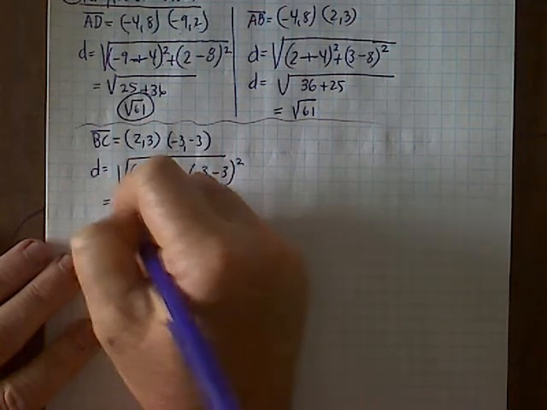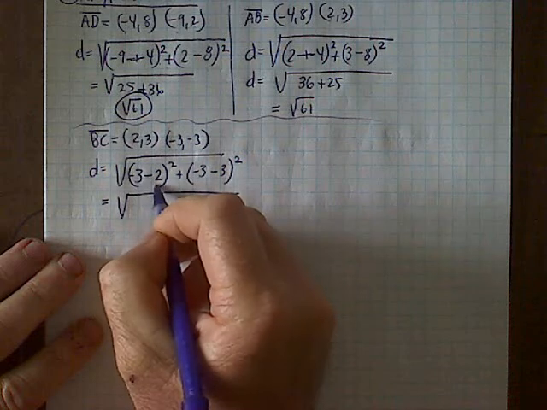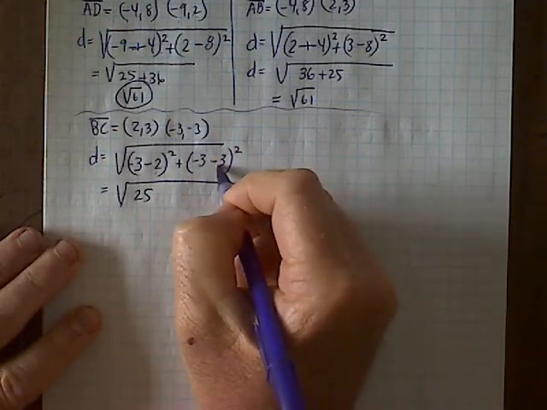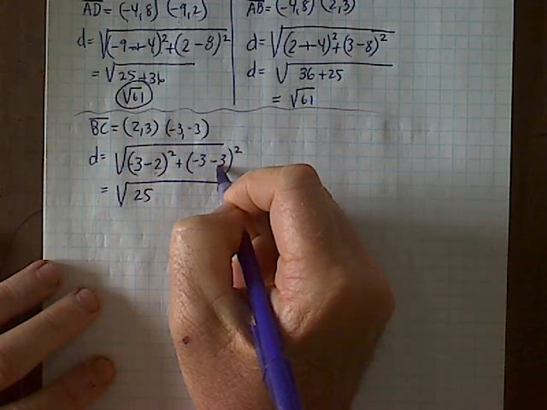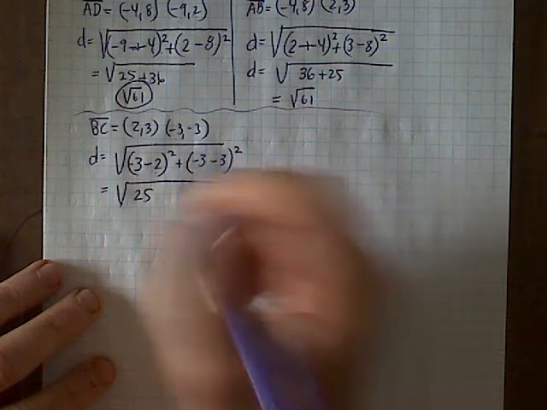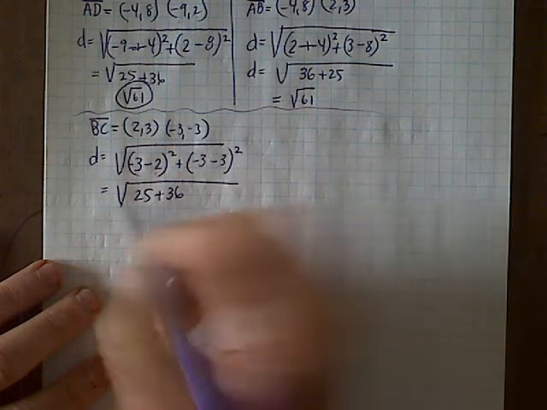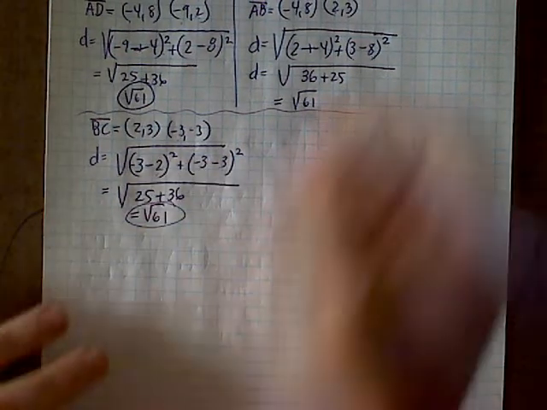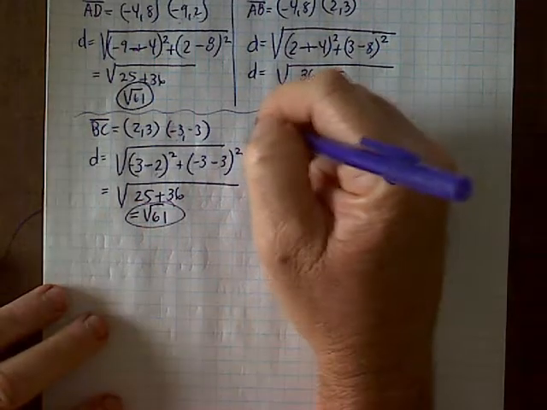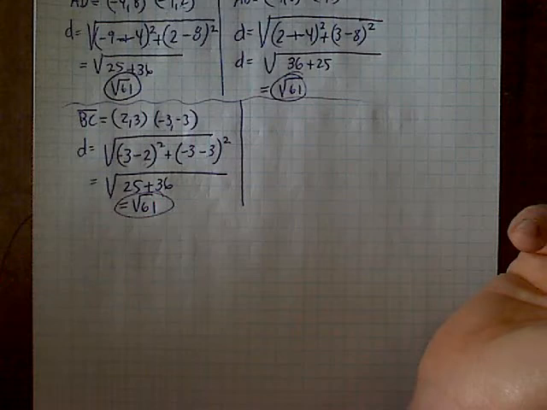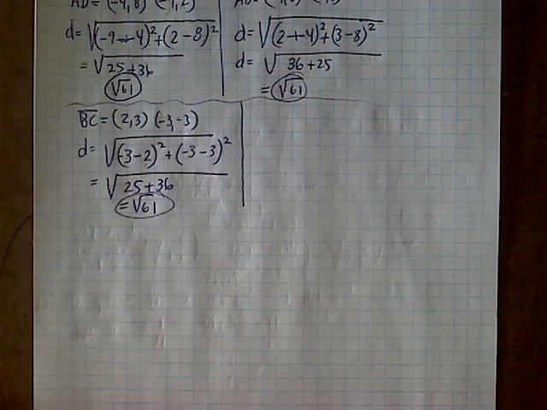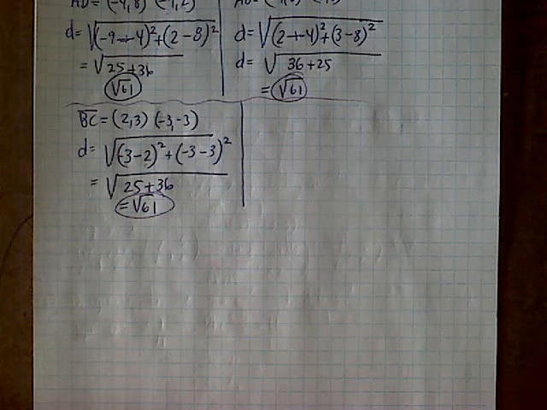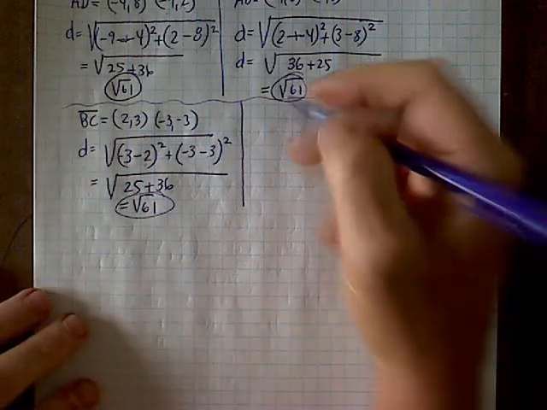This is going to give us the square root of -3 minus 2, which is -5, square it, that's 25. -3 minus 3 is -6, square it, that's 36. So 25 plus 36 again is the square root of 61. So at this point, I've really shown all the sides to be congruent, but let's do it for the 4th side also. Because it's a parallelogram, you already know that opposite sides will be congruent. We already proved it was a parallelogram with opposite sides being parallel and the diagonals bisecting. But let's continue and do the last side here.